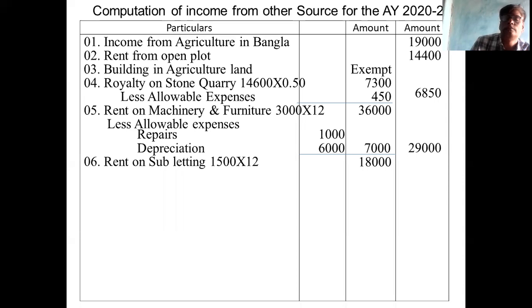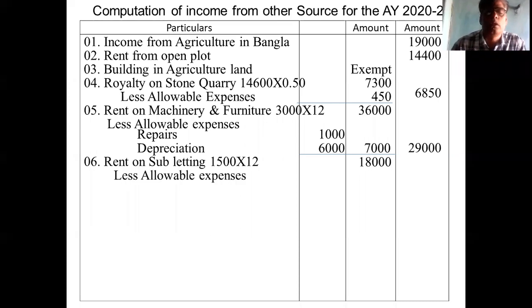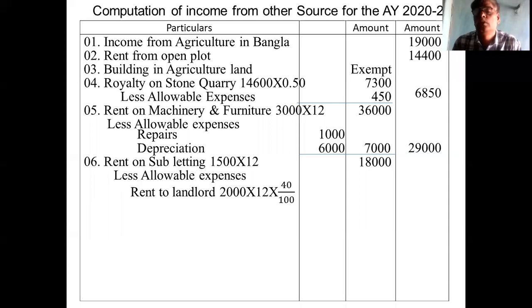18,000 is the rent collected, and expenses relating to this portion are allowable. The first important point is rent paid to landlord: 2,000 per month, 2,000 per month into 12 is the annual rent. Out of this, 40% relates to the let-out portion. 40% is let out, therefore 40% of the expense you have to take. So 40% of this is 9,600 rent paid to landlord.